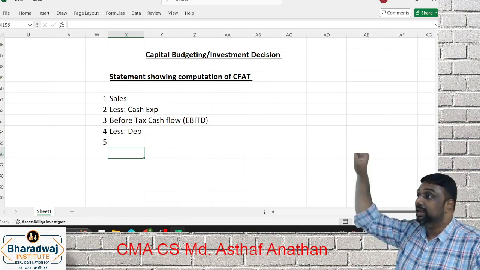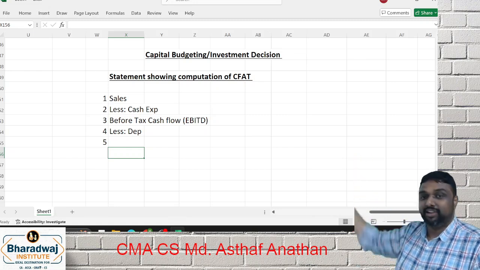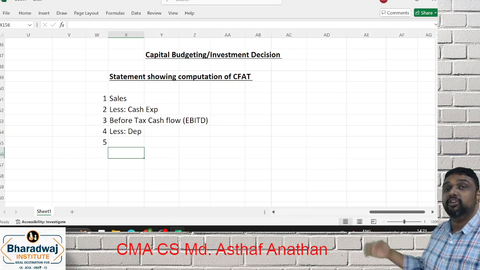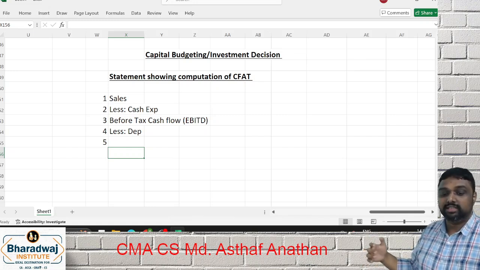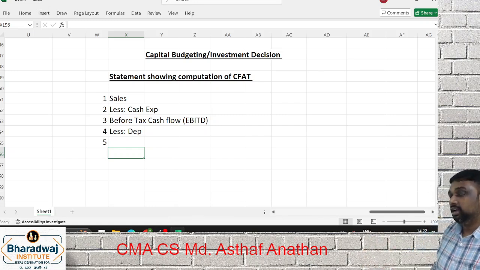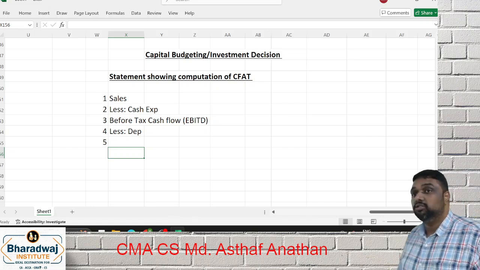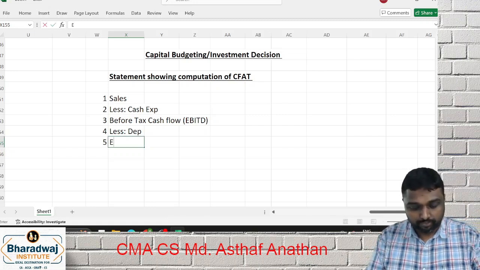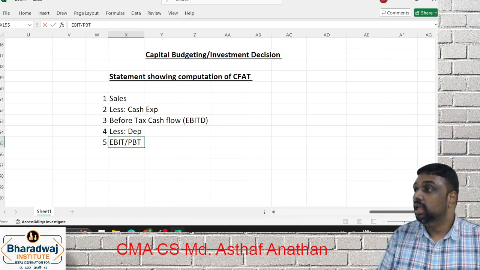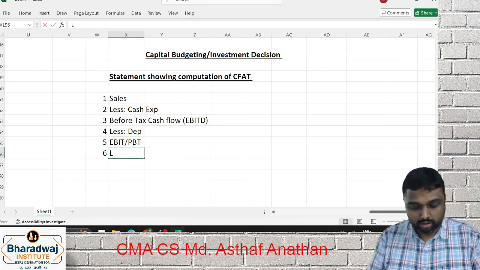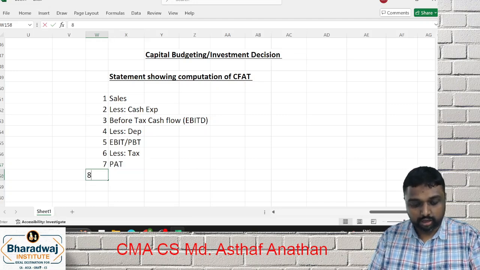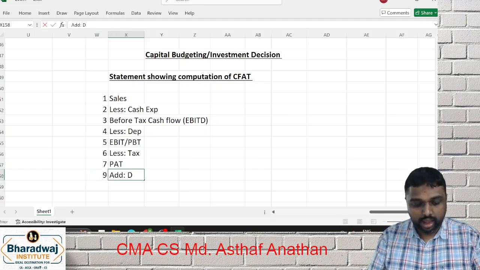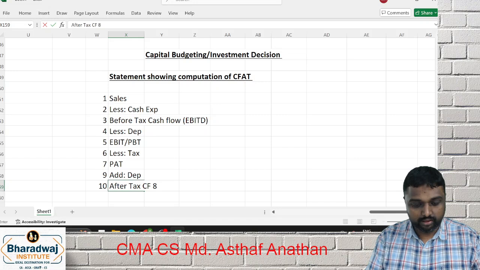Not PBT. PBT is different. Before tax cash flow is different, because in before tax cash flow you have not considered the depreciation effect. Depreciation will get a tax effect. So you have to reduce depreciation, and you will get EBIT, otherwise called PBT. There is no interest. Then you reduce the tax and you will get your PAT. Then you have to add depreciation. This is called after tax cash flow, or CFAT.